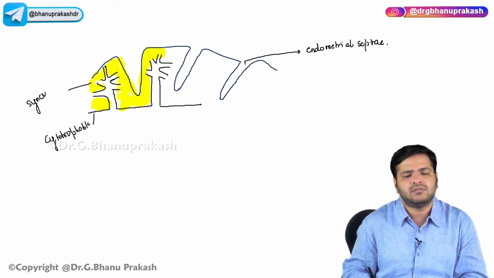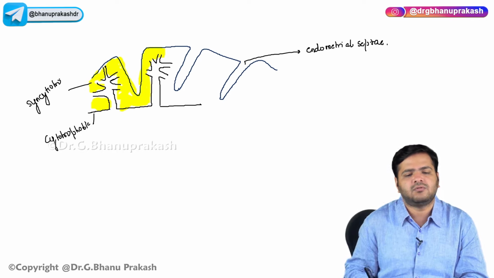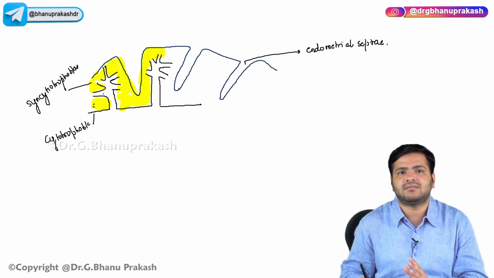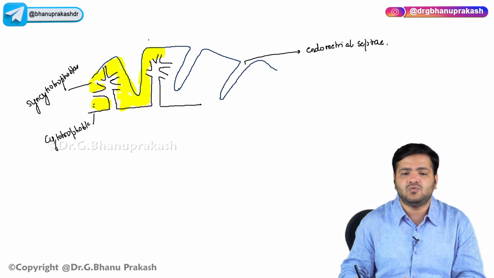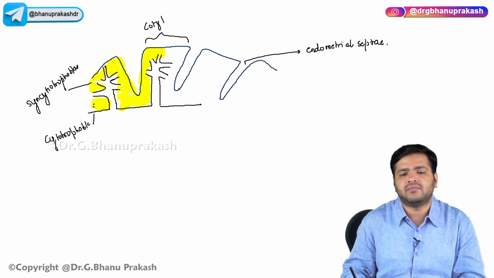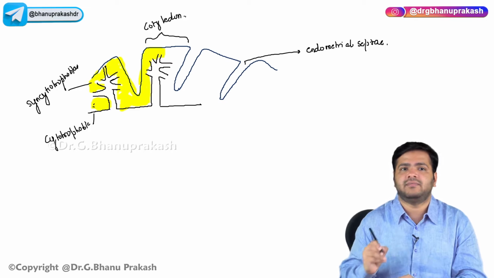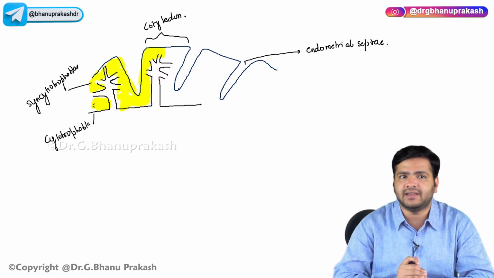This is the syncytiotrophoblast, right? And it is containing these lacunae. Now, later on, what will happen? These endometrial septa will lead to the formation of something which is called the cotyledon.